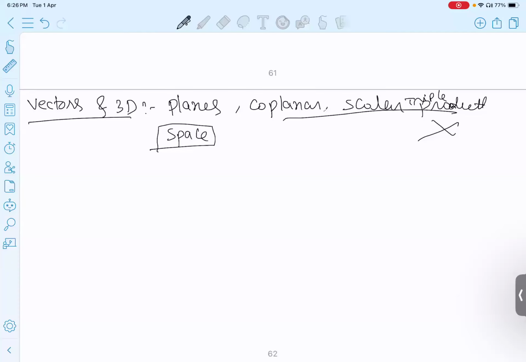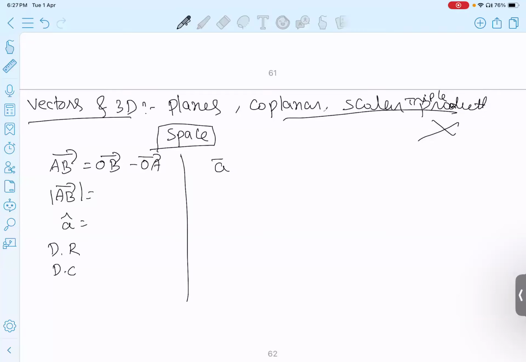So what all concepts are there in vectors? If AB vector is given, then it can be split as OB minus OA. And how to find the magnitude of any vector? What is a unit vector? These are the important concepts in vectors, and also direction ratios, direction cosines.